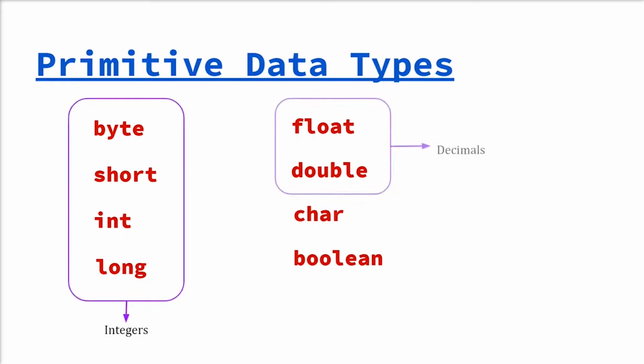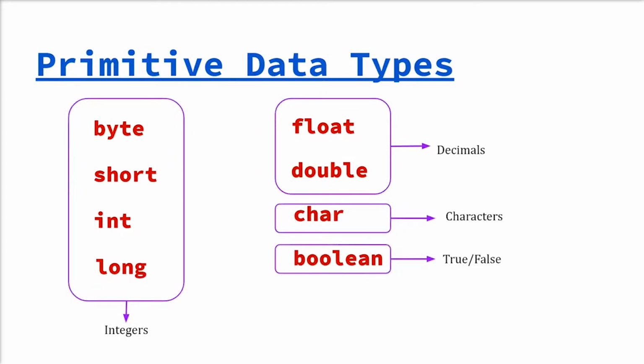It may seem like a lot, but I'll explain it with 4 groups of data types: integers, decimals, characters, and true-false. With all that, in this video I'll just be introducing to you integers.